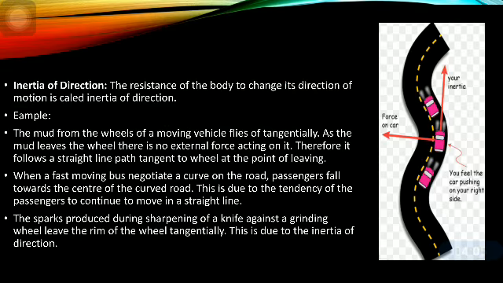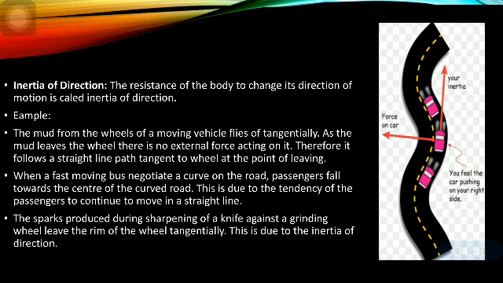Then we have one more inertia, that is inertia of direction. So what is this? The resistance of the body to change its direction of motion is called inertia of direction. For example, the mud from the wheels of a moving vehicle flies off tangentially. As the mud leaves the wheel, there is no external force acting on it, therefore it follows a straight line path tangent to the wheel at the point of leaving.